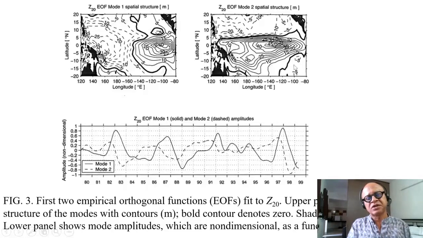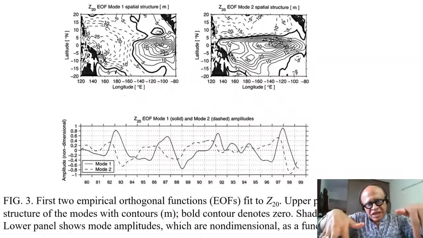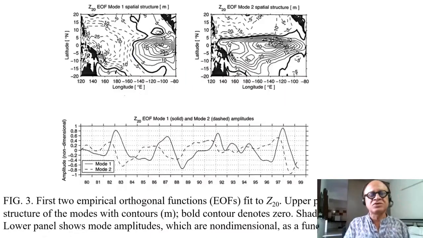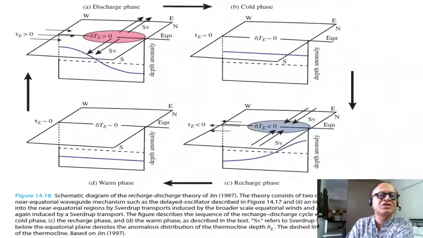Obviously it could be related to the relaxation of the trade winds, but honestly this is not fully explained by anybody. And then comes the zonal mode. So the discharge is happening with the meridional mode and then the zonal mode. Okay, so this is very critical. And the recharge-discharge theory explains it this way.